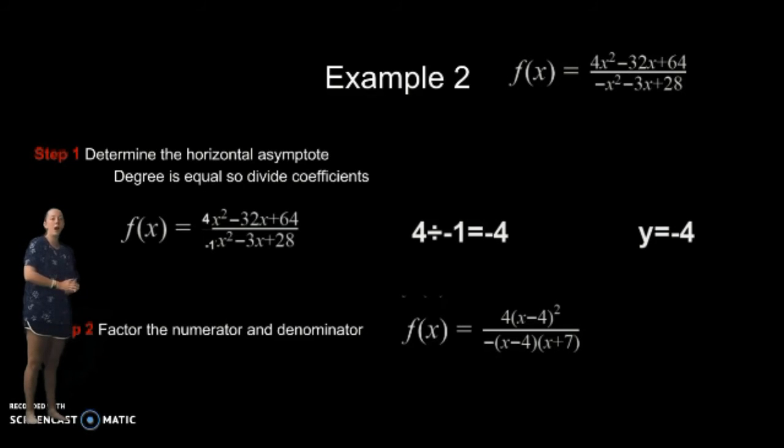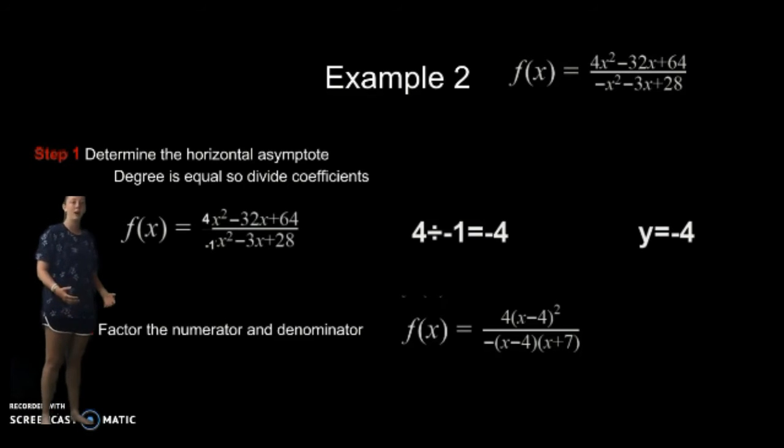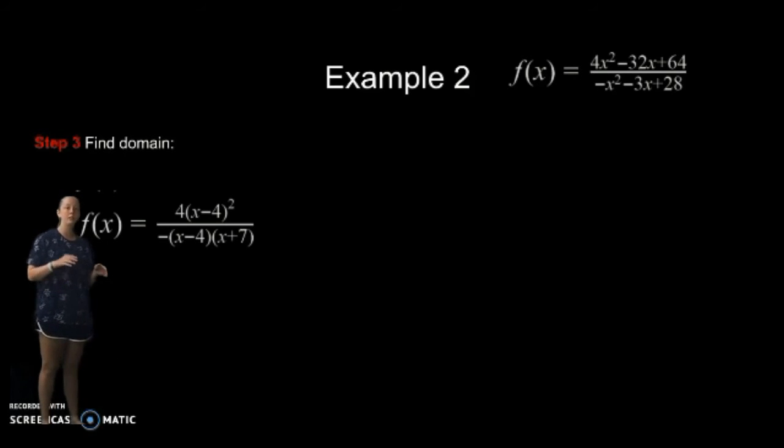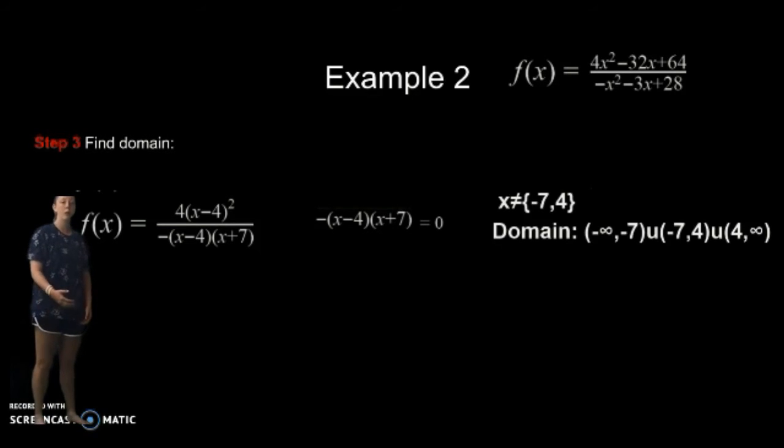And if you do not know how to factor, then go and watch the video on factoring. Then you want to find what x values make the function undefined. This is when you take the denominator and you set it equal to 0. Then you can find the domain easier. X cannot equal -7 or 4.